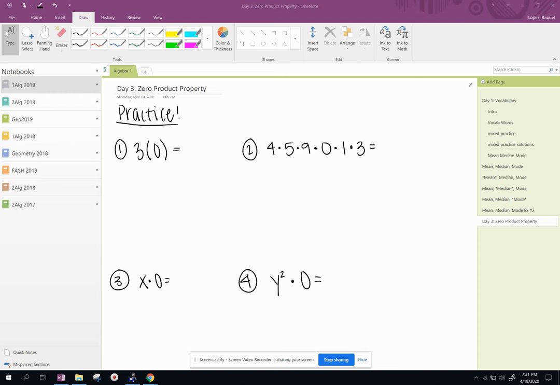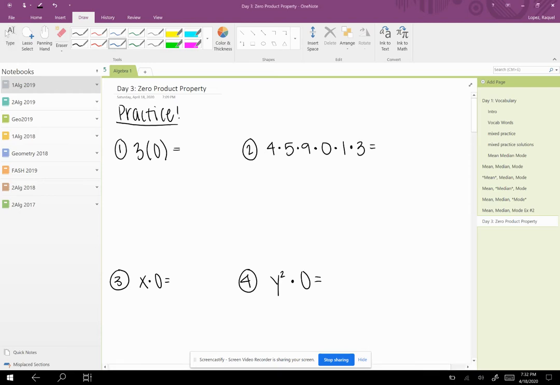All right, guys. So before we get into today's lesson, let's go over some practice problems. For numbers 1 through 4, I basically want you guys to multiply all that out and tell me what you get for your answers. This should only take like 10 seconds.